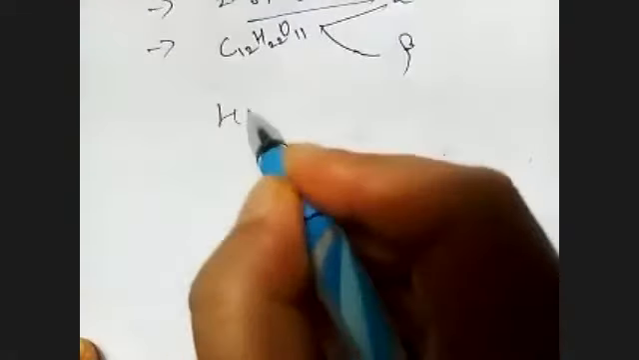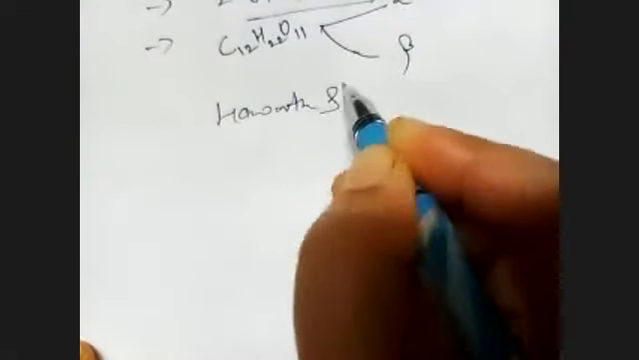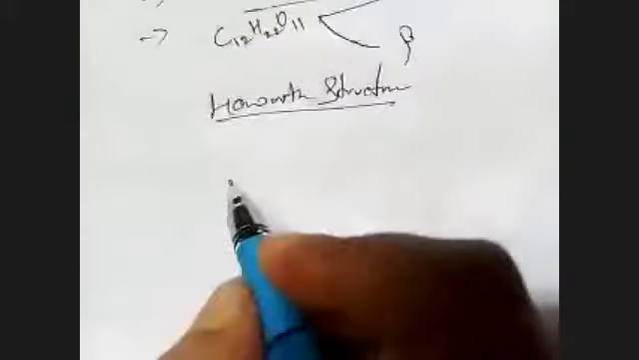You can see here in your glucose, H is present here and OH is here. But in galactose, that's why galactose is said to be the C4 epimer of your glucose. So let us write the Haworth structure. First, I'll write the galactose structure.